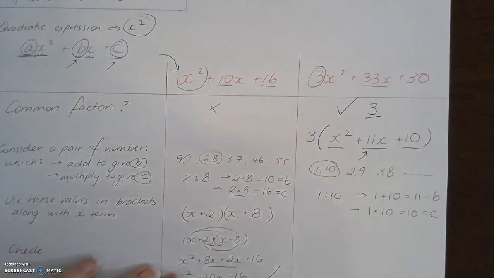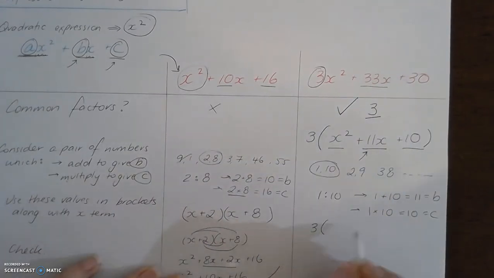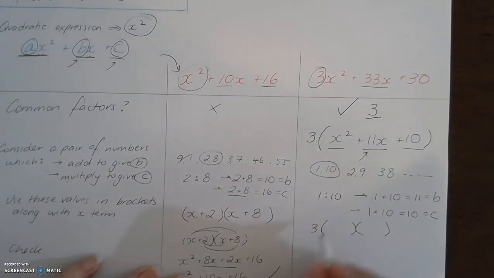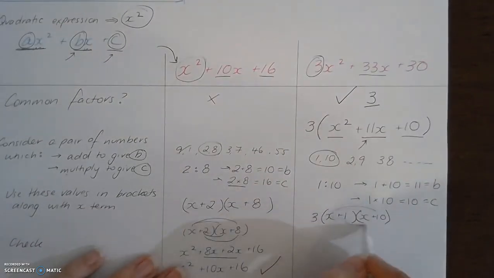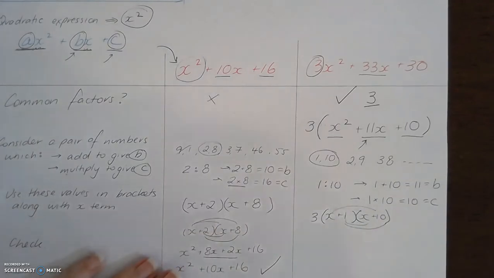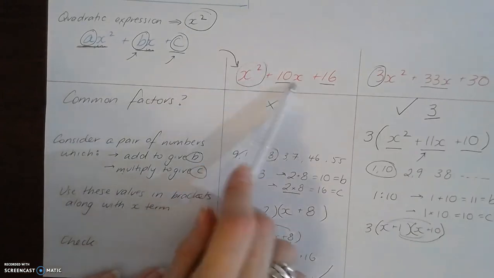So straight away we can use them in our brackets, not forgetting about our 3 outside. So we've got x's to start off with, and our numbers are both positive, so positive 1 and positive 10. Once again, we can go through that binomial expansion check to see that we've got everything right, and that will help us out.